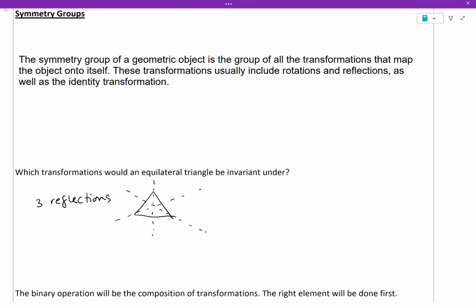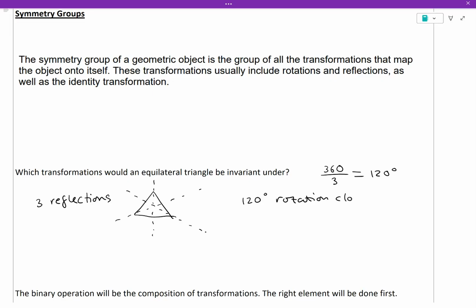For our equilateral triangle, it's going to be every 120 degrees. Essentially, it's going to be 360 divided by the number of sides, which in this case is 3. So it's going to be every 120 degrees, and we're going to get the same shape. So one transformation would be a 120-degree rotation, and you could say clockwise or anti-clockwise.